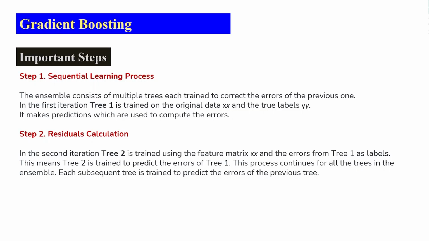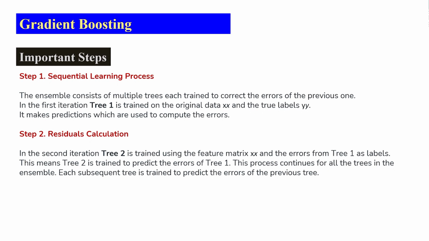The two important steps you have to understand, one is called the sequential learning process. The ensemble consists of multiple trees, like I told you, decision trees, and each is trained to correct the errors of the previous ones. That is the key thing for any boosting algorithm, is it not? So, T1 is trained on the original data X and Y, and it makes predictions which are then used to compute the errors.